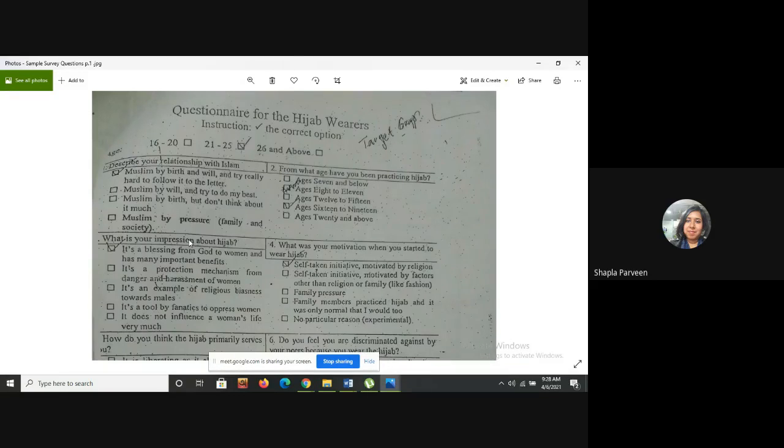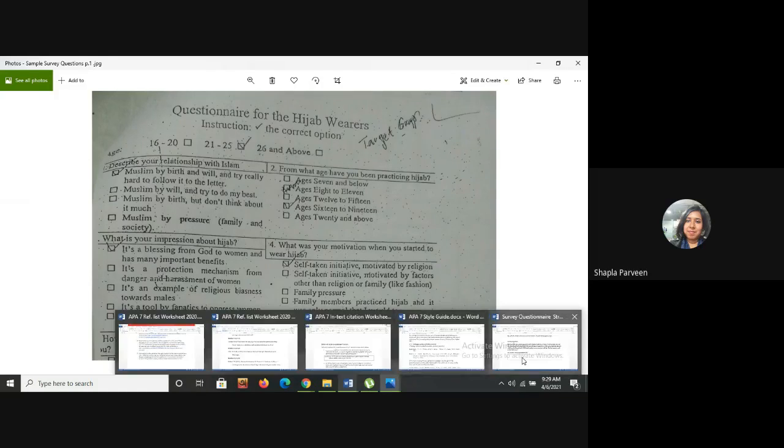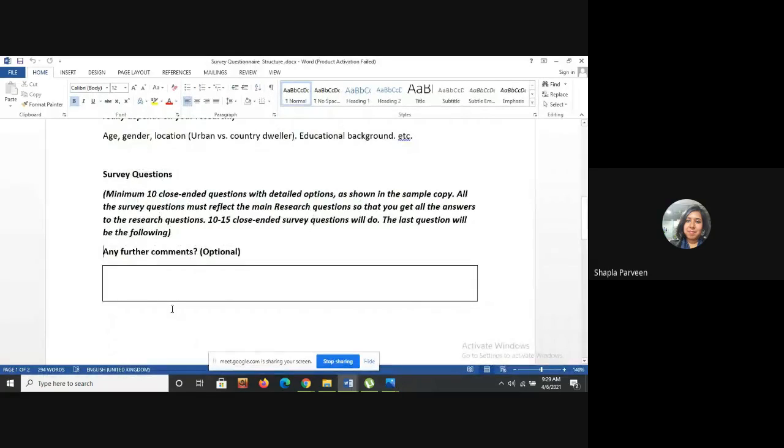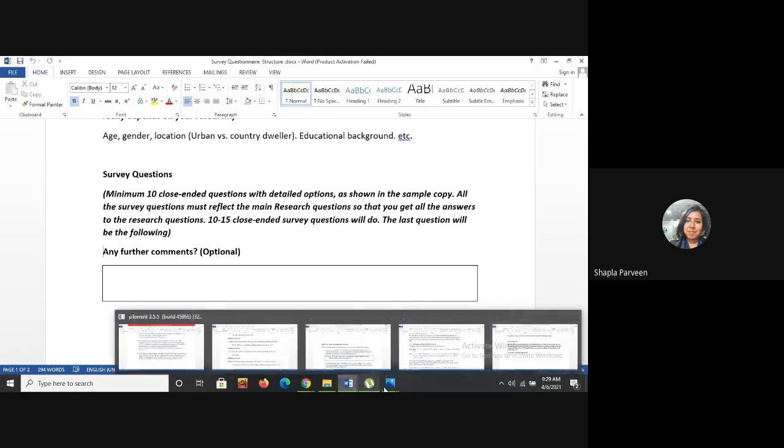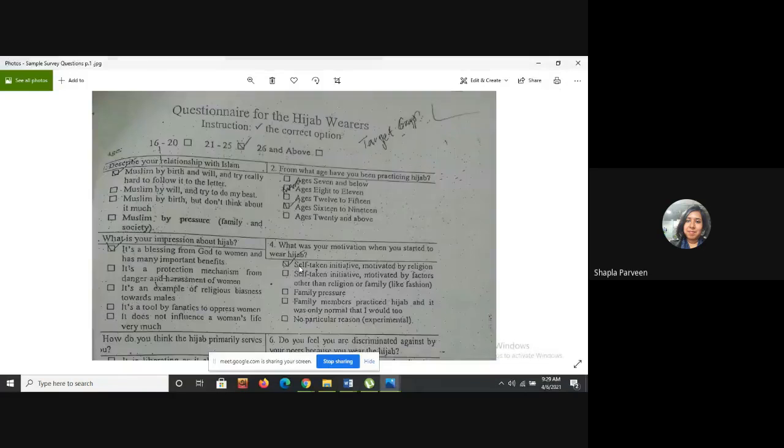Like 4 to 5 options, detailed options like this. And the last question will be this one: any further comments? And you provide this box for them. So this one will be open-ended because they can give details. They can just write it. But all the survey questions will be closed like this, with detailed options.